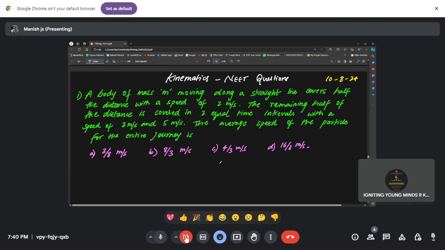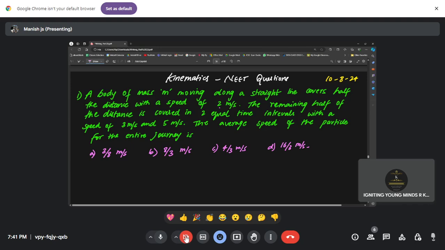Okay. So based on the given question, what is the data we have? We understand that the object is moving in a straight line. It's covering half of the distance with a speed of 2 meters per second, which is the speed for the first half of the journey. The remaining distance is covered in two equal time intervals with, say, a speed of 3 meters per second and 5 meters per second. Okay, the speeds are different, but the time intervals are equal. So having this information, you will have to calculate the average speed.